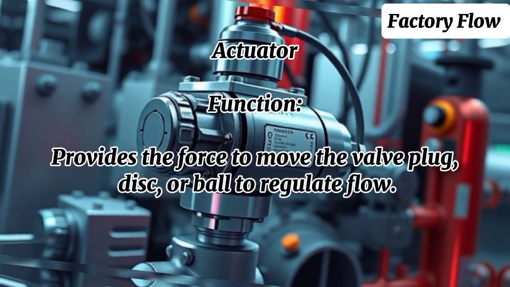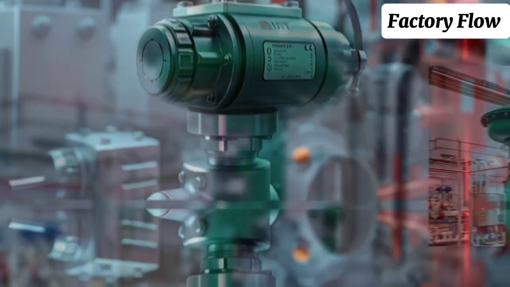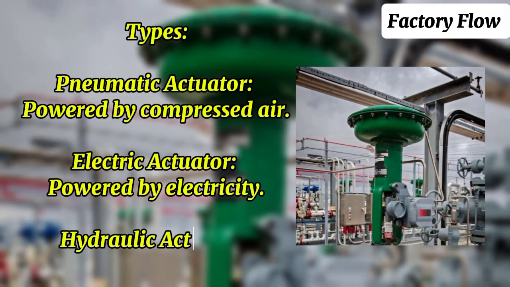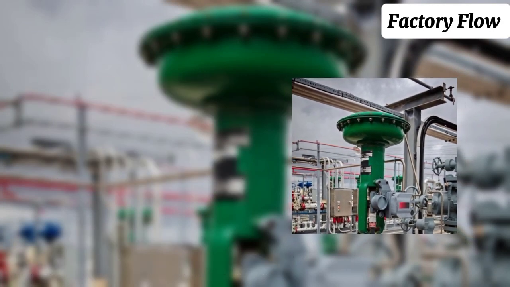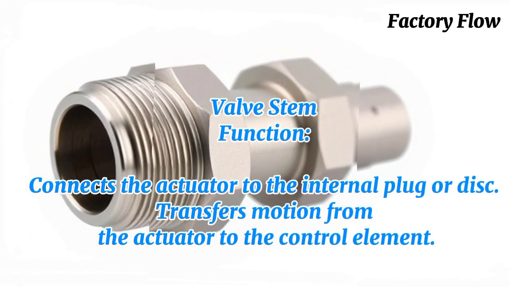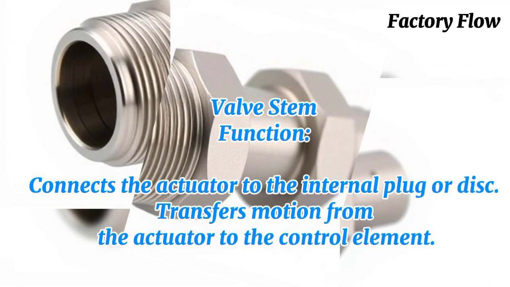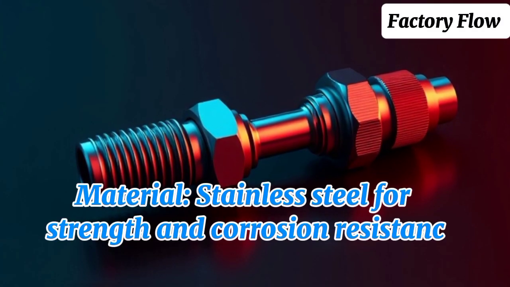Actuator function provides the force to move the valve plug, disc, or ball. Types: pneumatic actuator, powered by compressed air; electric actuator, powered by electricity. Valve stem function connects the actuator to the internal plug or disc. Material: stainless steel for strength and corrosion resistance.